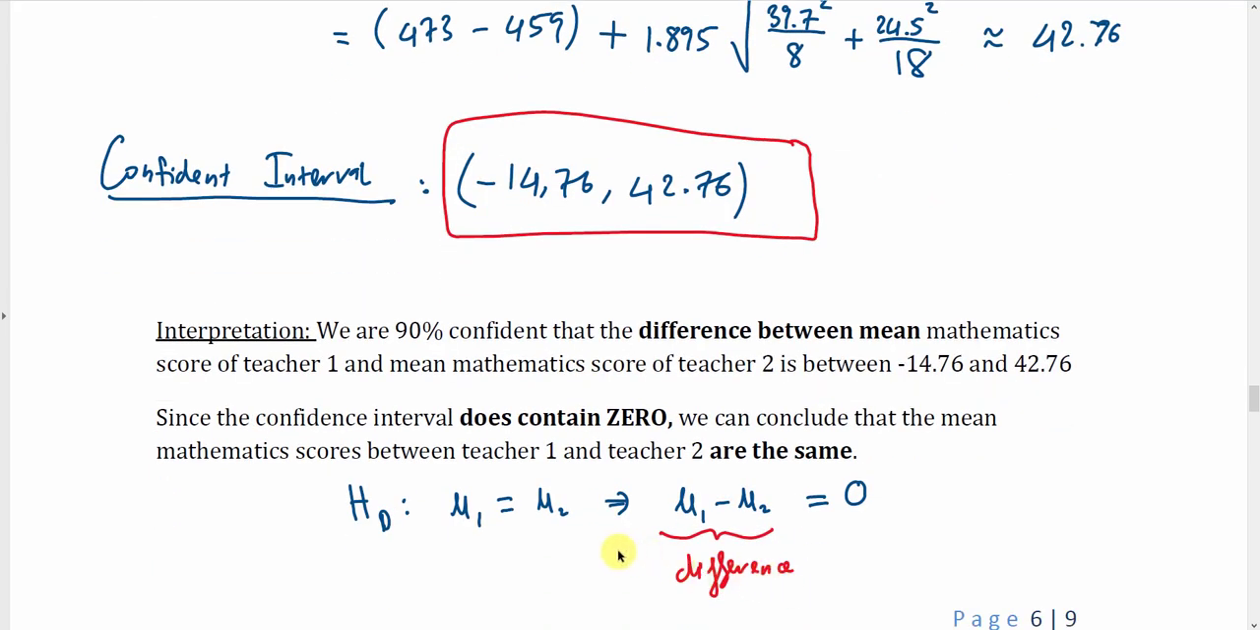Why? Because the null hypothesis is mu1 equals mu2, we assume that this is equal. So when you subtract mu2 on both sides, we get the right side to be 0, or the difference between them should be 0, and this confidence interval does contain a 0. Therefore, we conclude that this is true, because if this is true, you get 0, and we do have the 0 inside its confidence interval. Therefore, we can conclude that the two mean scores are the same from the confidence interval.